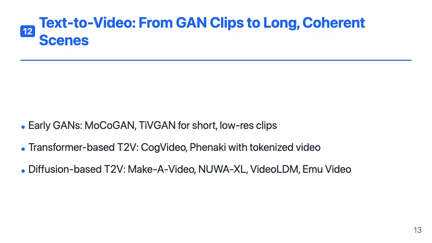CogVideo built a large autoregressive transformer on top of a pre-trained text-to-image model, while Phenaki tokenized video into discrete codes and used a masked transformer to generate variable-length sequences. Diffusion-based systems like Make-A-Video, LaVie, Video LDM, and Emu Video combine knowledge from text-image models with unsupervised video learning, enabling longer, more coherent, and higher-resolution videos.